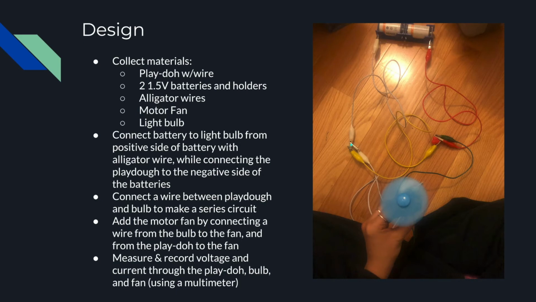We connected the battery to the light bulb from the positive side of the battery with the alligator wire, while connecting the Play-Doh to the negative side of the battery. We connected a wire between the Play-Doh and the bulb to make a series circuit, and added the motor fan by connecting a wire from the bulb to the fan, as well as the Play-Doh to the fan. The Play-Doh again acts as the resistor in this case. We measured and recorded the voltage and current through the Play-Doh, bulb, and the fan using a multimeter.